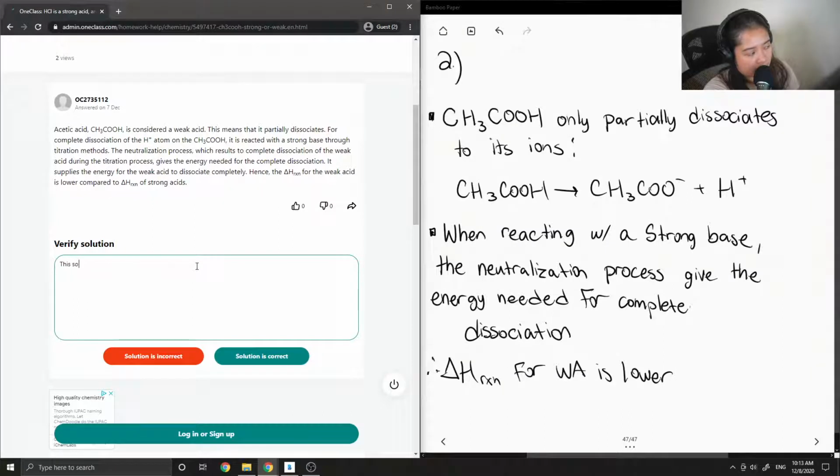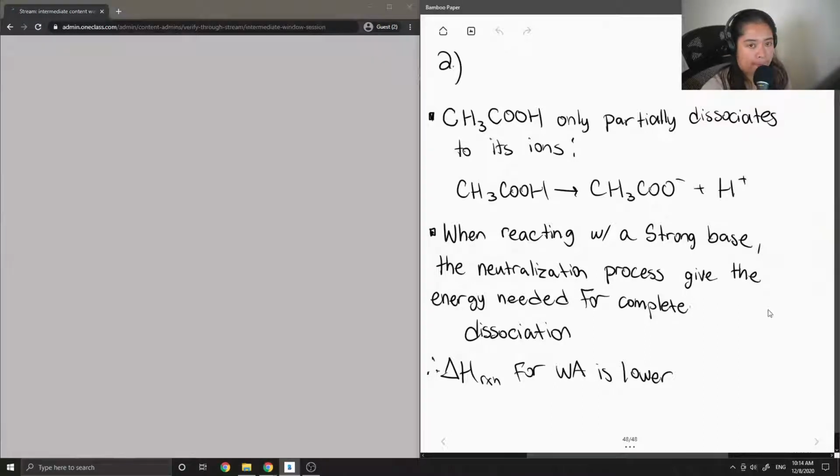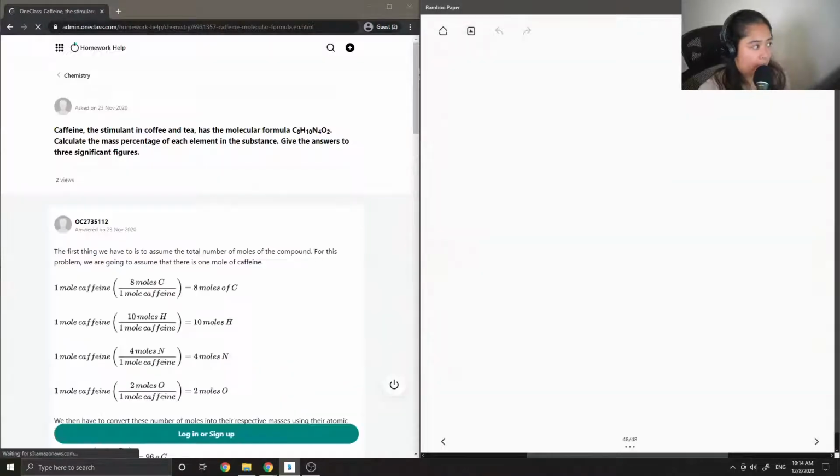Yep, so this solution is correct. On to question 3. Caffeine is the stimulant in coffee and tea and has the molecular formula C8H10N4O2. Calculate the mass percentage of each element in the substance. Give the answers to 3 significant figures.